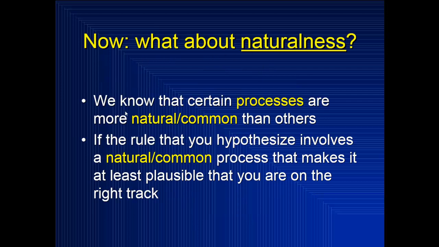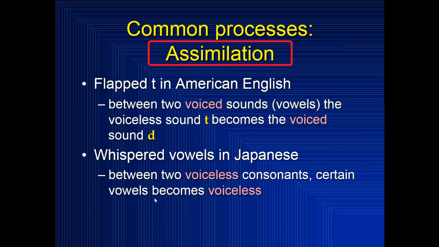What about naturalness? We know that certain processes are more natural, common than others. If the rule that you hypothesize involves a natural common process, that makes it at least plausible, which means that you are on the right track. Now, let's talk about some common processes. For example, assimilation. This is common process number one, which is assimilation.